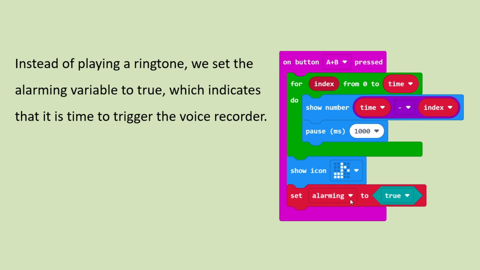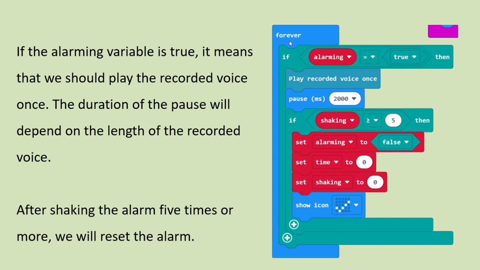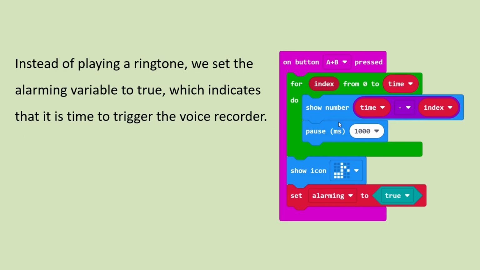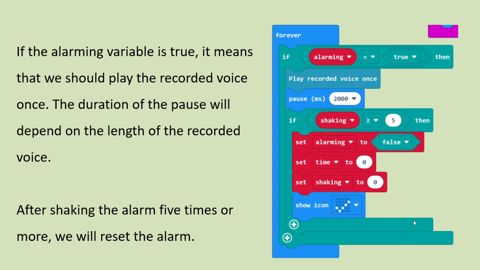And after setting the alarming variable to be true, it will trigger the following part of the program. So that is inside the forever loop. As you can see here, the very beginning of this part is to check whether the value of alarming is true or not. If it is false, then this part is not working. Okay, we will do nothing when the value of alarming is false. But after counting down the time, the program will set the alarming to be true, such that we can have this part of the program working. Because when the alarming variable is true, then it will move on to play the recorded voice once.